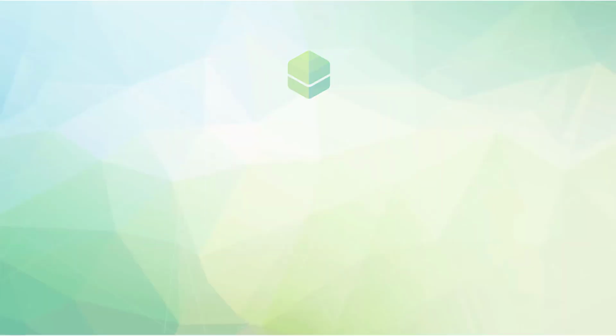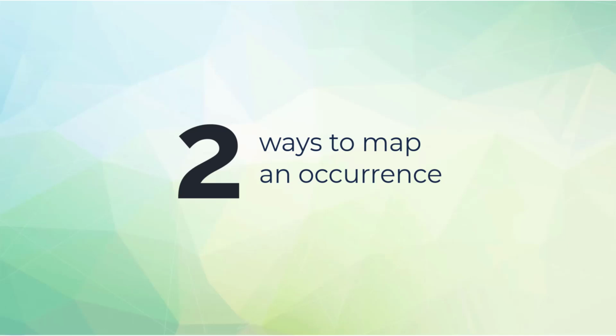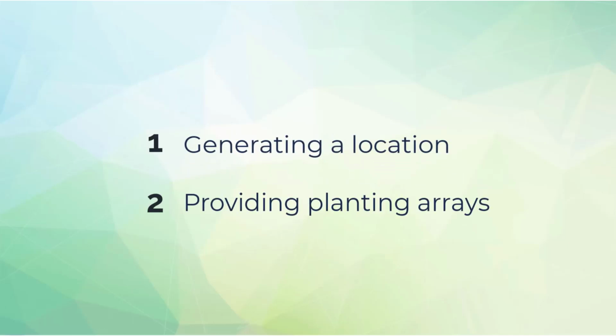After you create your experiment, you can map your occurrence to a location and commit it for planting. There are two ways you can map an occurrence. One, by generating its location. Or two, providing custom planting arrays.